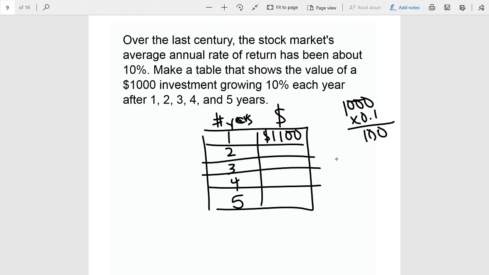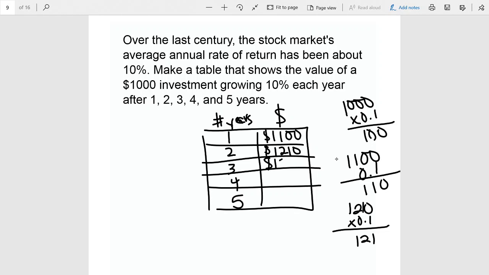So after that first year, I have $1,100. And this is compound interest, so I'm going to now take that $1,100 and multiply it by 10%. Well, when I get that, that's $110. So I add that on top, and now, after 2 years, I have $1,210. I keep doing this, 1,210 times 0.1, and I get $121. So I add that on top, and I get $1,331. Okay, and you can see where this is going. I'm going to take that 1,331, multiply it by 10%, add that on top, and so on and so forth.